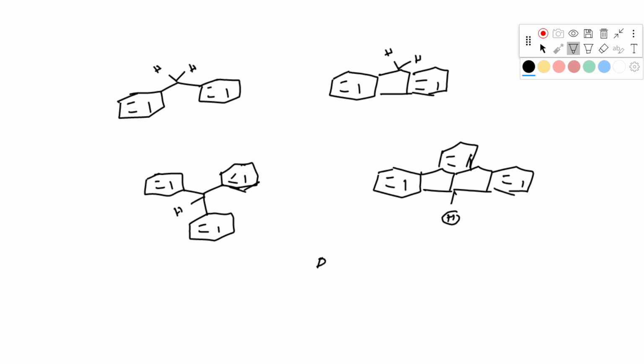Then C is more acidic because of the rigidity. So here both are non-rigid, but here 6-membered rings are high. So this negative charge can be stabilized more, so B is more acidic than A. So the answer is D, C, B, A.